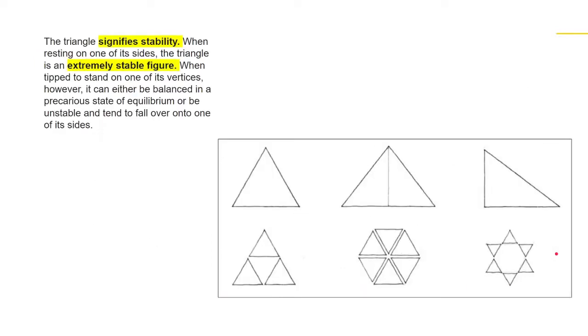So the triangle signifies stability. When resting on one of its sides, the triangle is an extremely stable figure. When tipped to stand on one of its vertices, however, it can be unbalanced in a precarious state of equilibrium, or be unstable and tend to fall over onto one of its sides. So this is the balance, or the stable figure, of a triangle.